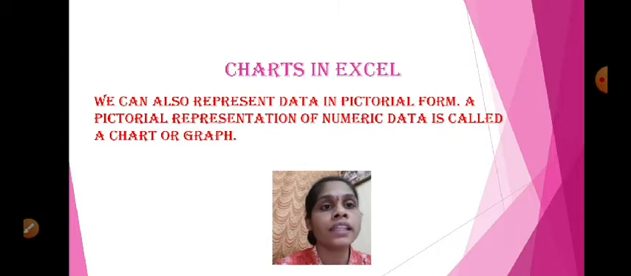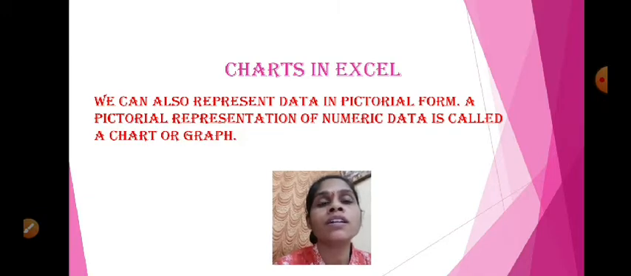See, we are writing data and whatever we are doing in Excel, we have only seen in a different form, that is sheet form. Now we can see how to use charts in Excel. We can also represent data in pictorial form. A pictorial representation of numeric data is called a chart or a graph. Okay, pictorial means some picture type or graphical representation of any data when we are showing it, it's called a chart or graph.